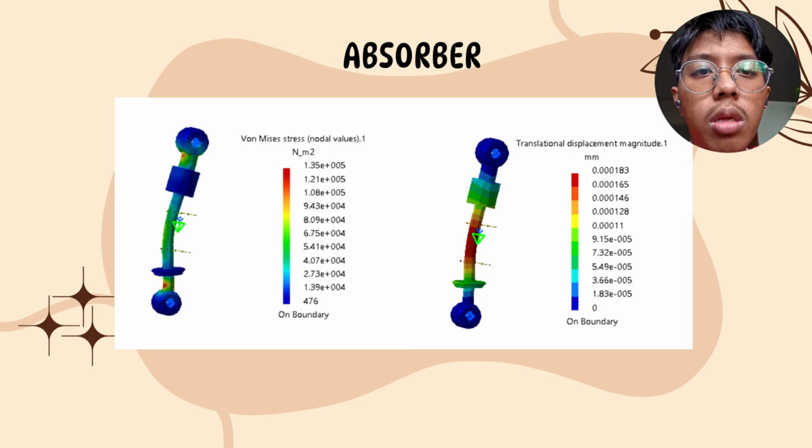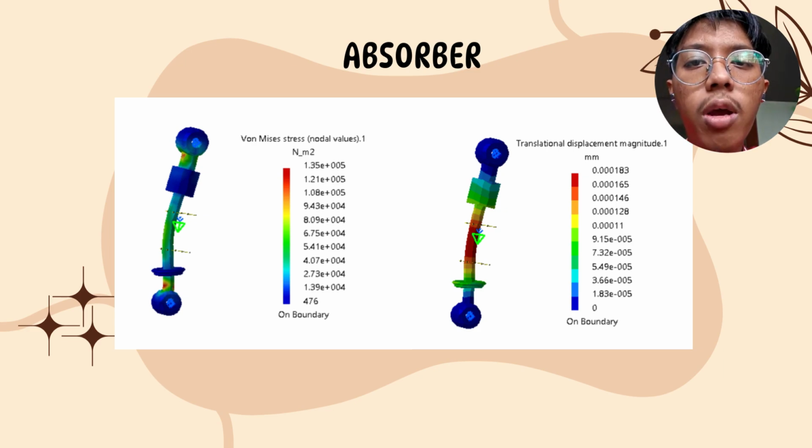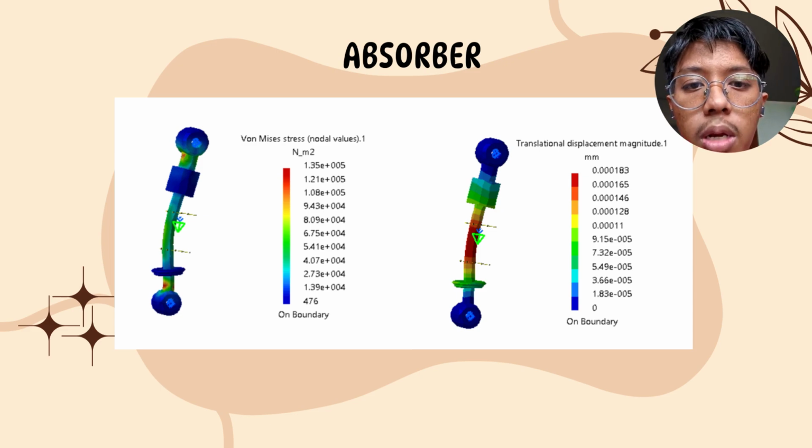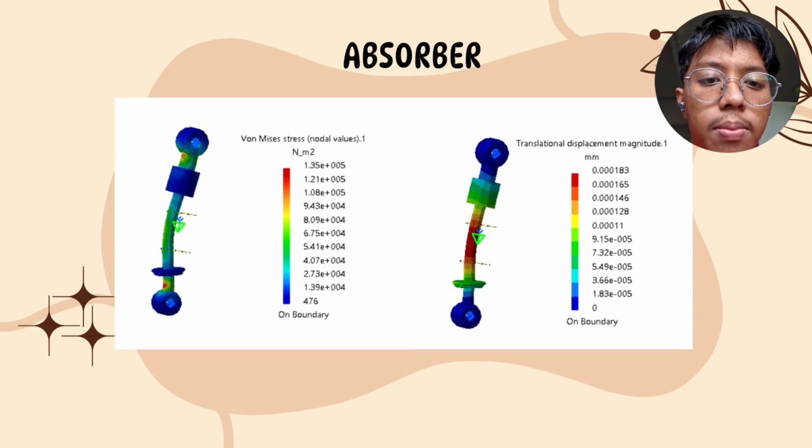According to our data, the maximum von Mises stress is 1.35 times 10 to the power of 5 Newton per square meter. The figures also show that the areas bounded by the blue colors have the least displacement after applying the distributed load, which is 0. Meanwhile, the red colors have the most displacement after applying the distributed load. This shows that the stress applied on the areas is not the same.